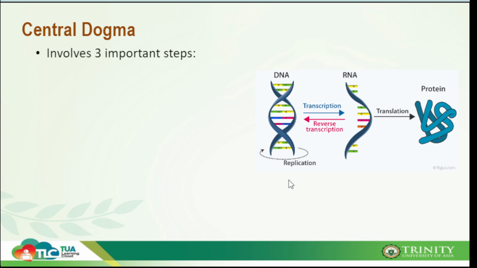Alright, so the central dogma involves three important steps. These are transcription, translation, and DNA replication. So in this discussion, we will be talking about each of these important steps, what actually happens in each step, and how they are related to one another. As we said, it is a sequence, no? A sequence, a flow of information.